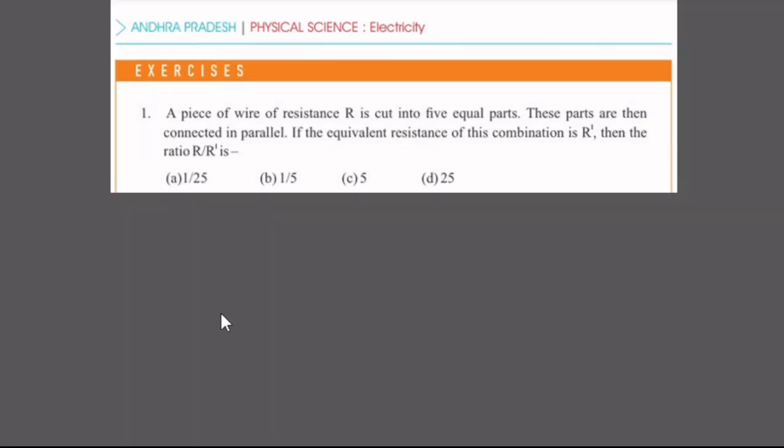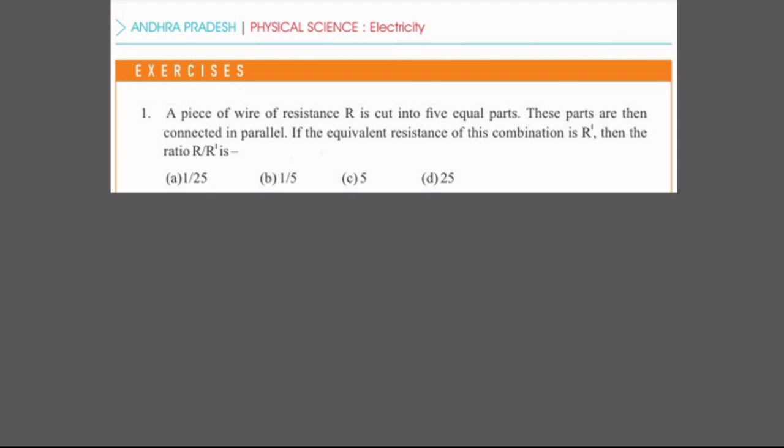Let us see what is the first numerical problem. A piece of wire of resistance R is cut into 5 equal parts. These parts are then connected in parallel. If the equivalent resistance of this combination is R dash, then the ratio R by R dash is.